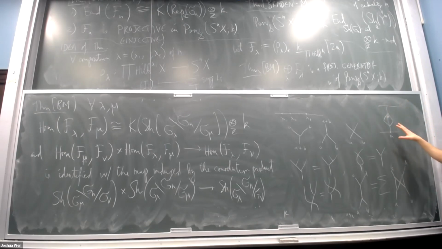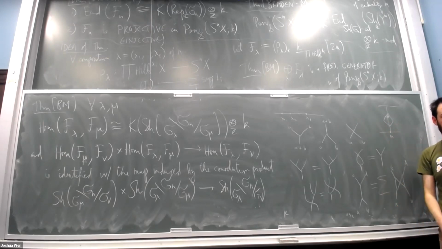And I guess these objects are labeled by partitions, right? And so these correspond to the Young modules, the induced modules. Awesome.